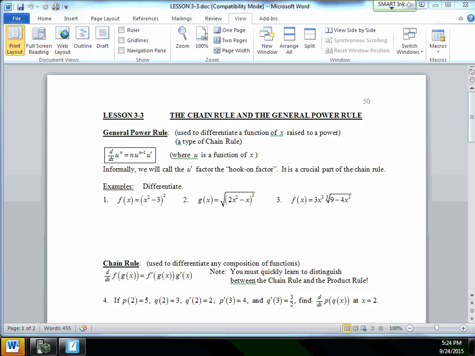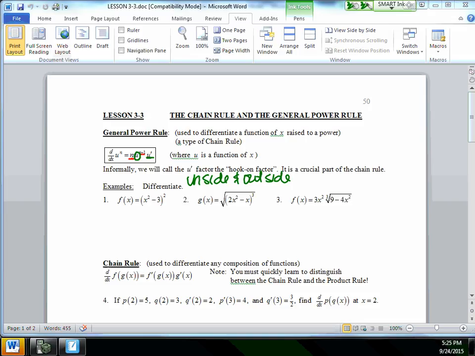So looking at the chain rule, you have to remember we're dealing with composite functions here. So you're trying to find an inside function and an outside function. The best thing to remember is: take the derivative of the outside, leave the inside alone, and then times it by the derivative of the inside. So the key here is identifying your inside and outside.